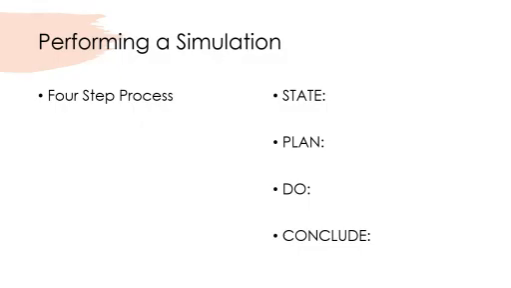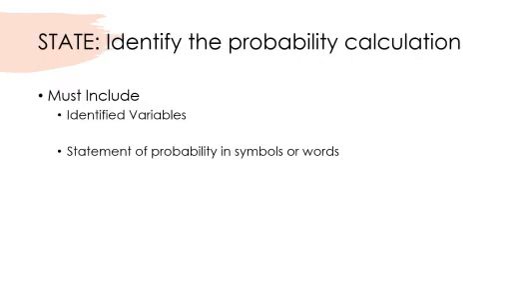Okay, performing a simulation. If we're performing a simulation for the AP exam, you want to follow a 4-step process, and those 4 steps are state, plan, do, and conclude. So let's go through each one of these one by one. The first thing is state. When you are stating something, you want to identify what the variables are. So what's being flipped, what's being used, anything like that.